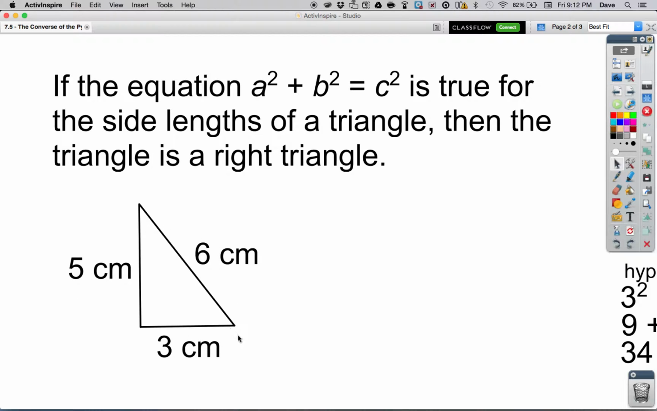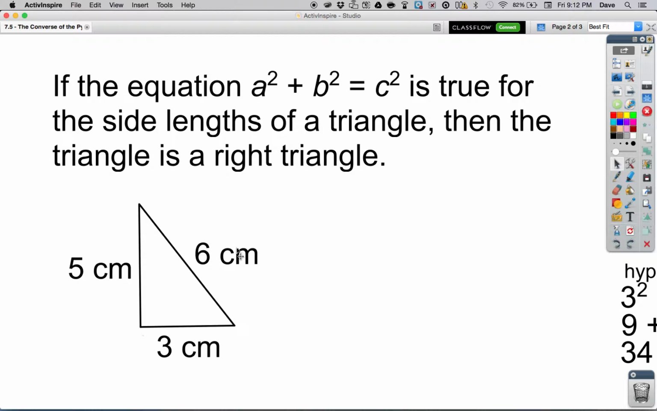Here I've got an example triangle down here, 3 centimeters, 5 centimeters, 6 centimeters, and down in the bottom left corner, something that looks like it might be a right triangle, but it's not labeled with the little square. Which means this could or could not be 90 degrees. It might be 89 degrees or 91, we're not sure. So we're going to use the converse of the Pythagorean theorem to figure it out.